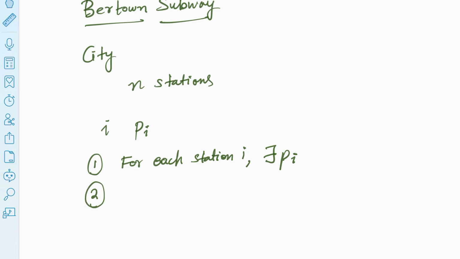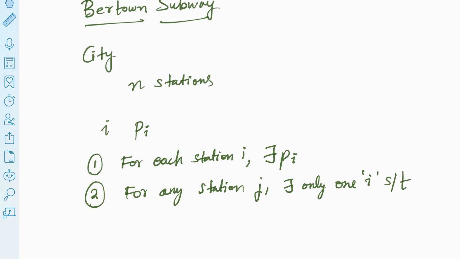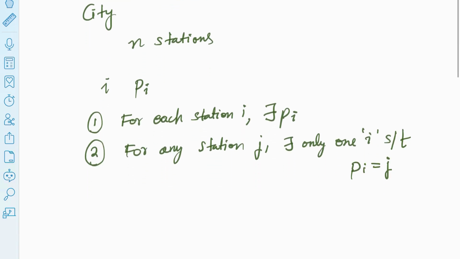And for any station j, there exists only one i such that p_i equals j. That means no two stations will have the jth station as its destination. So this is what the topology of the stations is about.